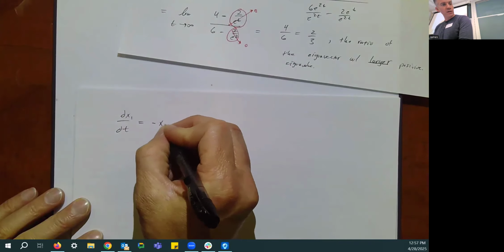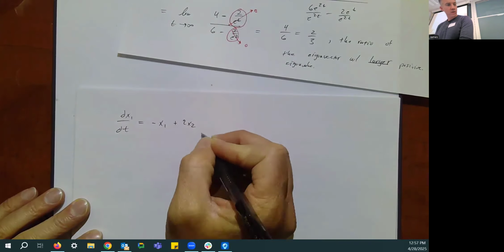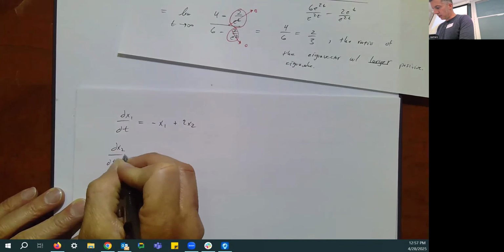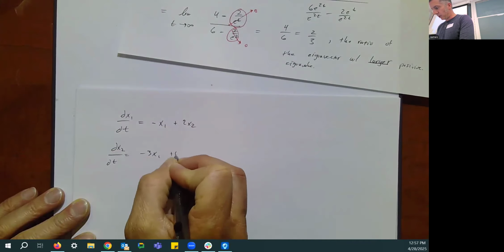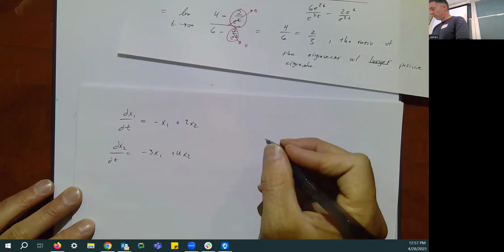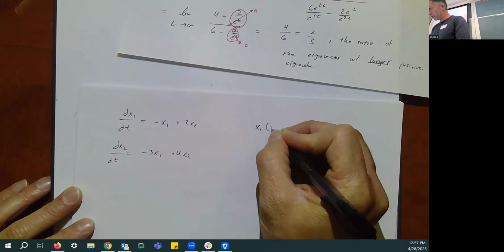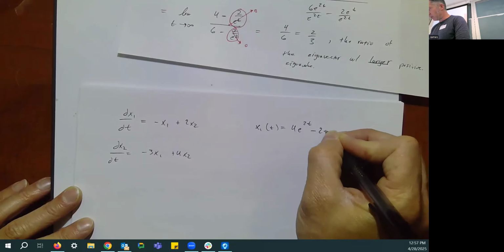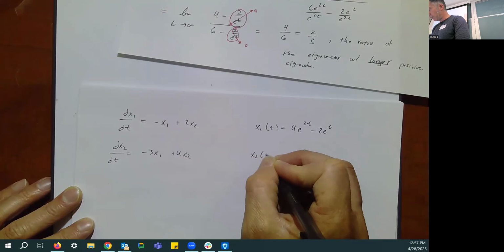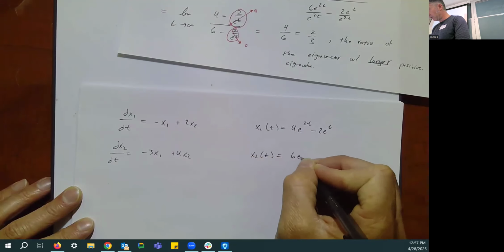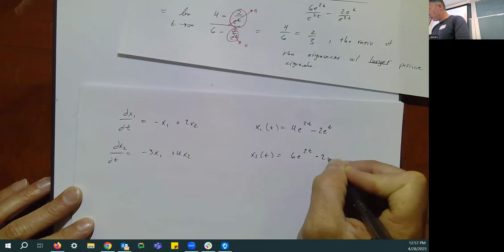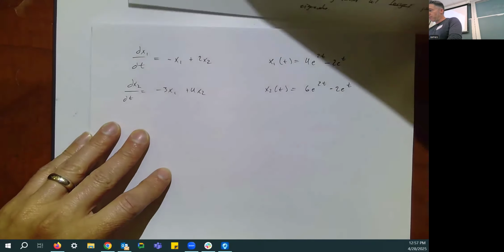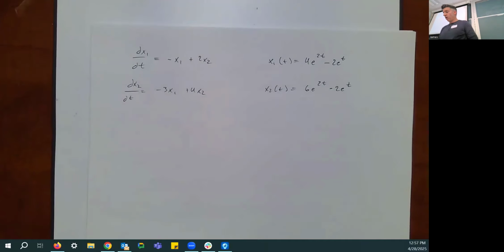-1 times x1 plus 2 times x2, and dx2/dt is -3 times x1 plus 4 times x2. And our solutions are that x1 of t equals 4e^(2t) minus 2e^t, and x2 of t is equal to 6e^(2t) minus 2e^t. We can actually show that both of these equations are true.